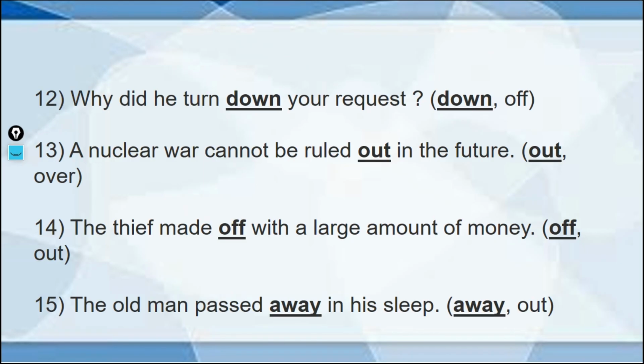Why did he turn down your request? Down or off were the options. A nuclear war cannot be ruled out in future. Out and over were the options. The thief made off with a large amount of money. Off and out were the options. The old man passed away in his sleep. Away and out were the options.